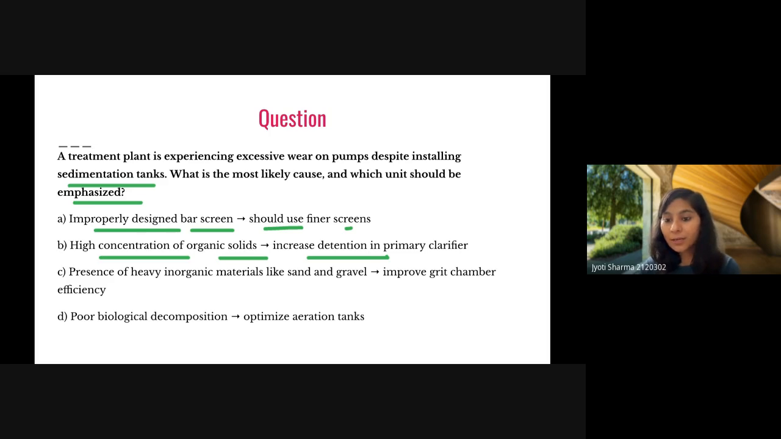Okay, Priscilla and Venkateshwara gave me the C answer. Then yes, C is the right one. This may be because of heavy inorganic material, that we have sand or gravel, and that's how we need to improve our grit chamber efficiency.